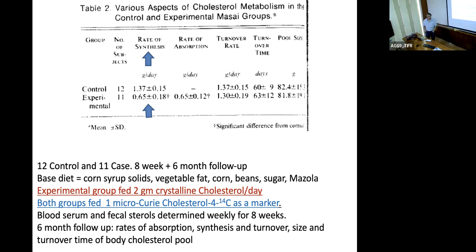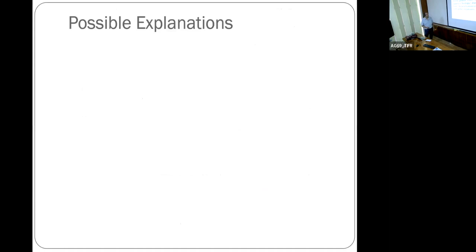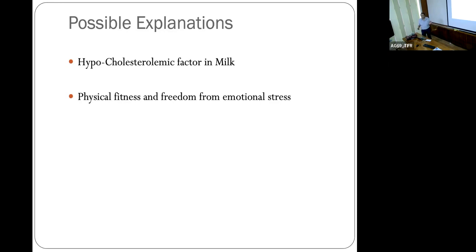All right. So what this group said is that this leads us to believe, without direct proof, they have some different genetic traits. All right. So possible explanations: some special factor in milk. That's one choice. The other is what Sandeep said, that maybe physical fitness and freedom from emotional stress.